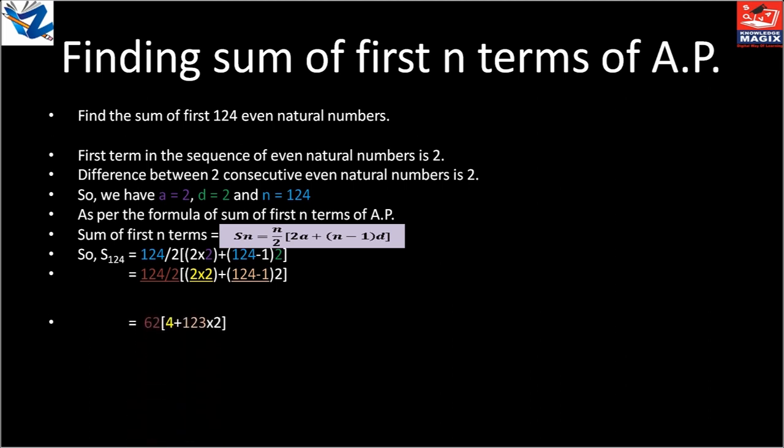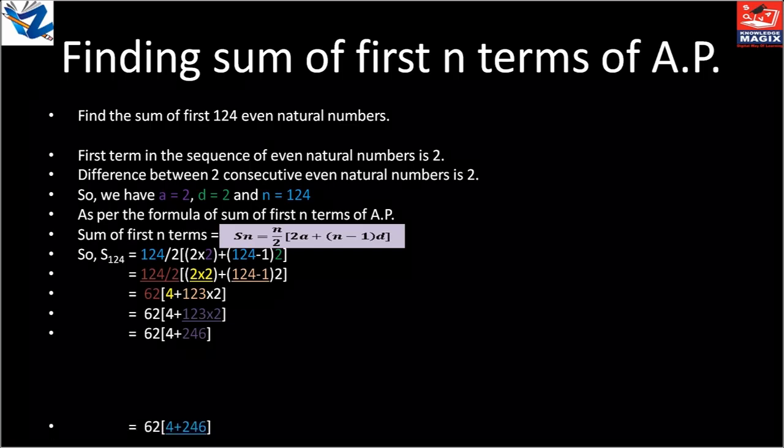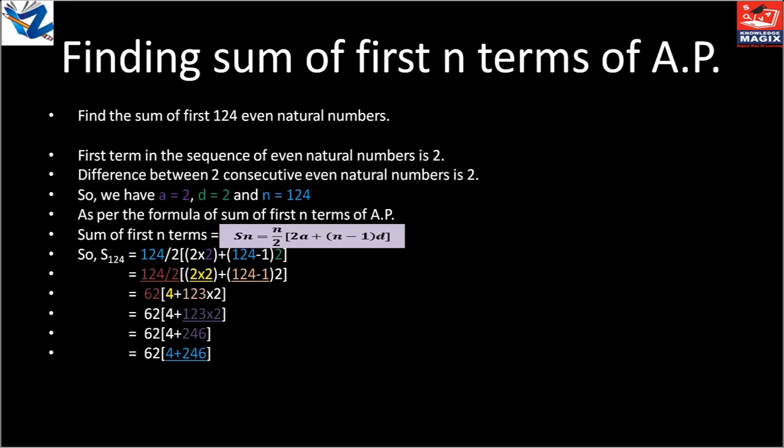4 plus 123 into 2 is equal to 62 into 4 plus 246 is equal to 62 into 250 is equal to 15,500. Answer: sum of first 124 even natural numbers is 15,500.